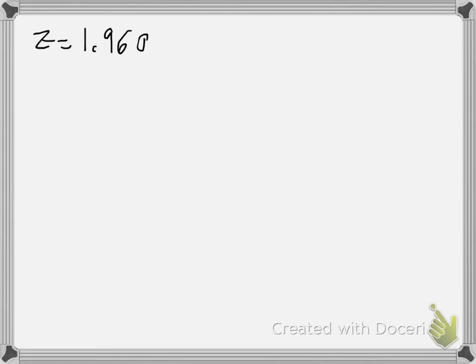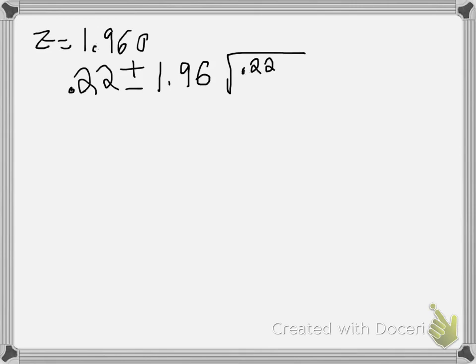Okay, so we find our answer. We need our 0.22 plus or minus the 1.96, and we need the square root of p hat, which is 0.22, times q hat, which is 0.78, all divided by n, which in this case was 300.